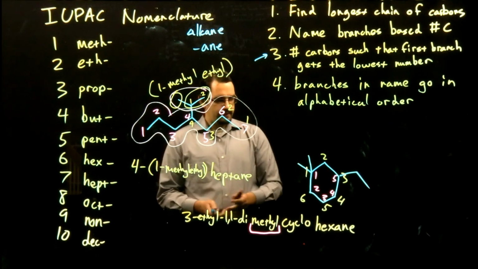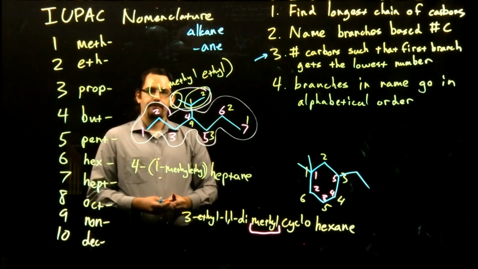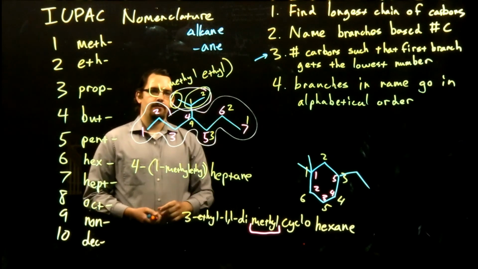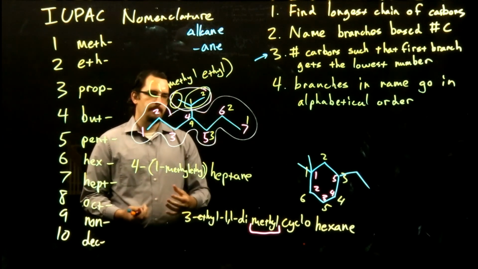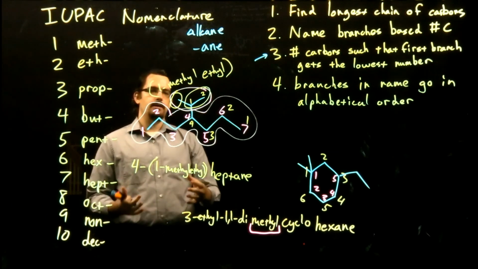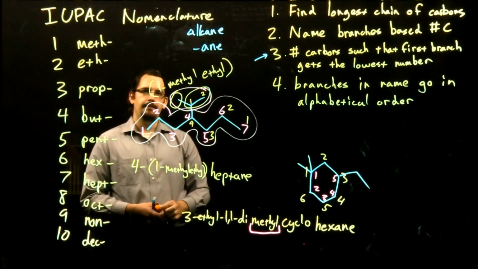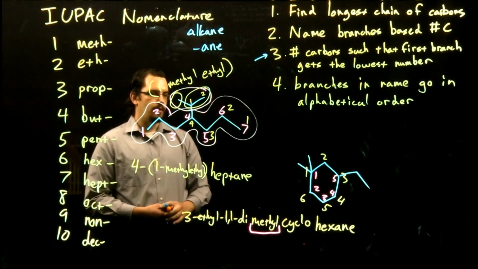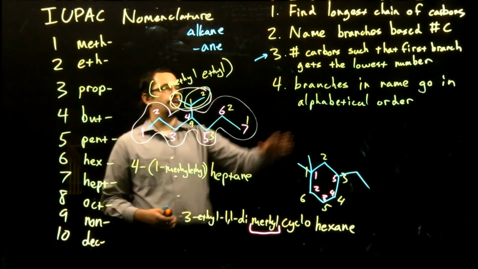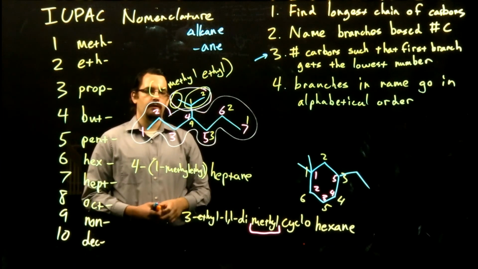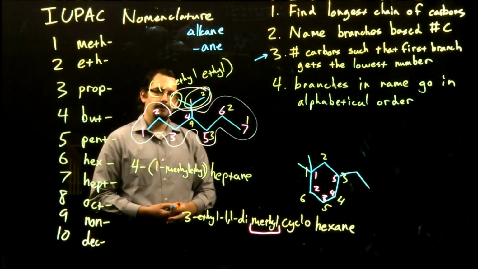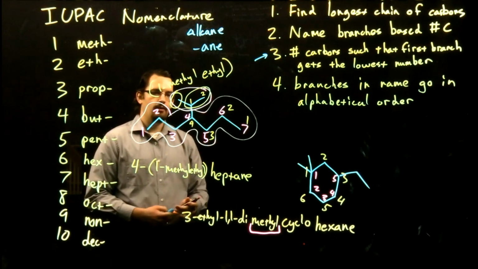Okay, so this summarizes our IUPAC nomenclature for alkanes. As we'll see later in the semester, we use slight modifications of the same naming system for other organic molecules as well. So as long as we learn these 4 key rules and follow these key rules, we'll be able to name almost any organic molecule.